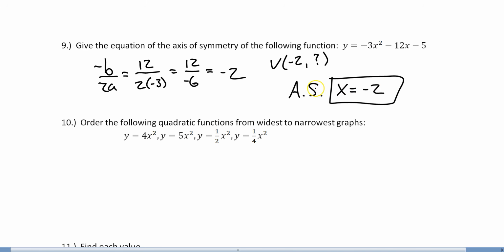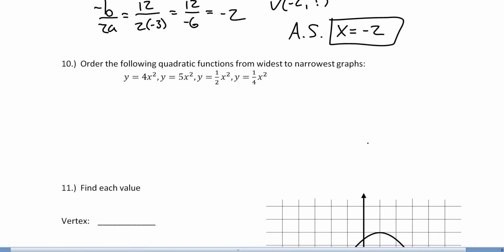The next one, it says to put these in order from widest graph to narrowest graph. And remember, when you're looking at something like the a value here, really the bigger the a value is, the more vertically stretched this thing is going to be. Remember, the a value is what multiplies my height. So if I multiply the height by a really big number, this thing gets stretched vertically, which makes it look skinnier. So the bigger the a value is, the skinnier it's going to be.